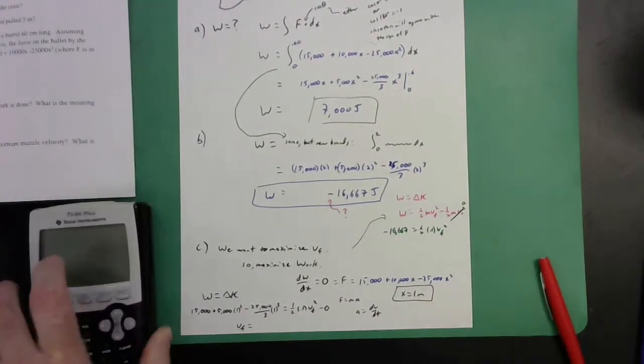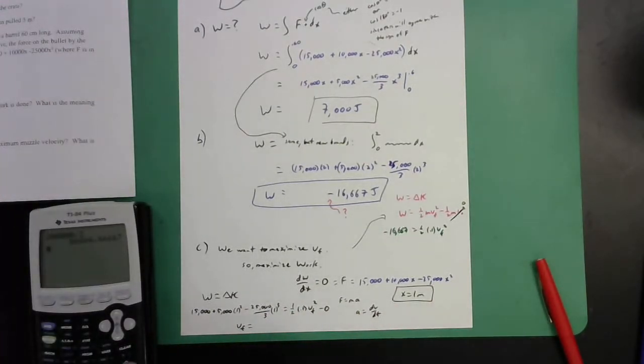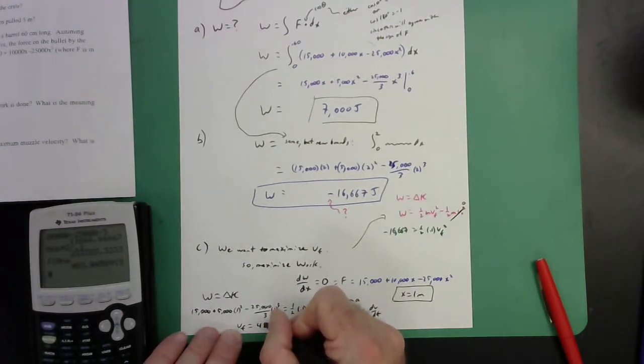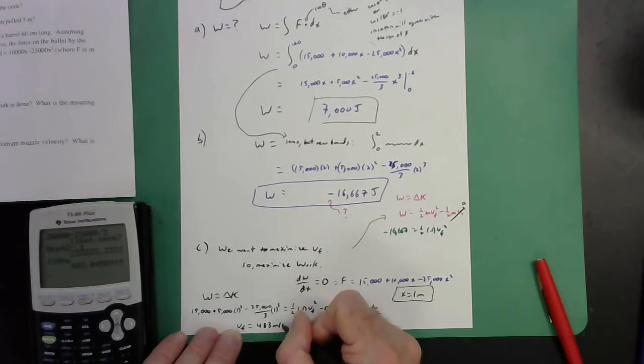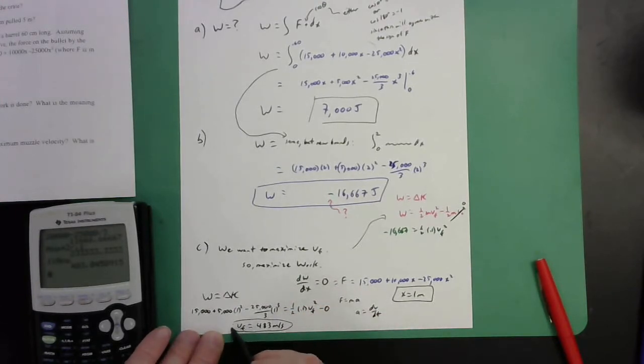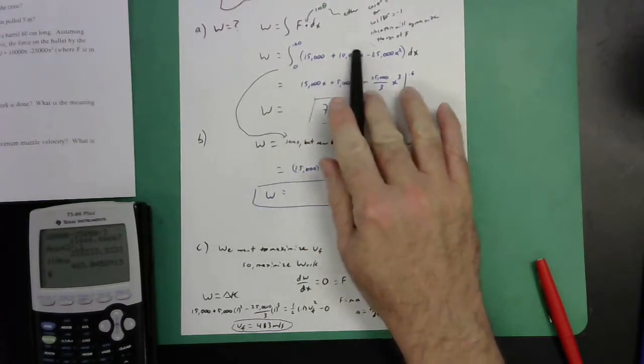When I do that algebra, 15,000 plus 5,000 is 20,000, minus 25,000 divided by 3, gives me 11,667. That's equal to 1/2 times 0.1 times v squared. So I'm going to multiply by 2 and divide by 0.1, and then take a square root. I get that final velocity to be 483 meters per second. That is the maximum velocity I'll get out of this function.